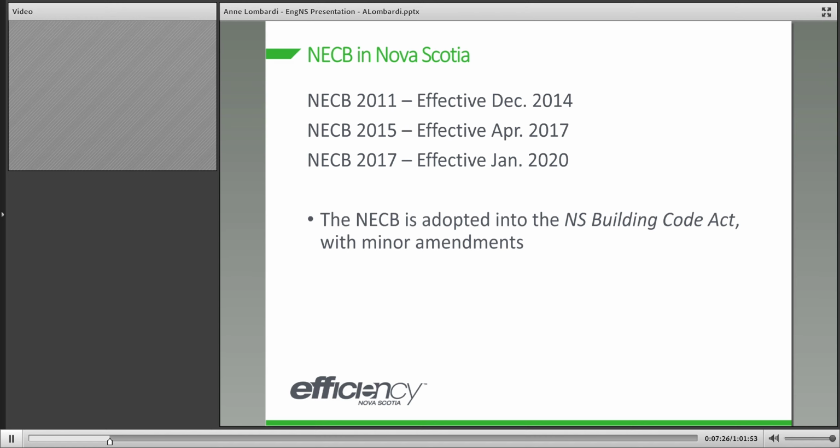Like I said, it has to be adopted into law. In Nova Scotia, it's in the Nova Scotia Building Code Act. That's also where the province can make minor amendments to the NECB, changing small things about the code to make it applicable for what we need in the province. Compliance and permitting is governed by municipal permit offices, so each municipality is responsible for compliance with the code.